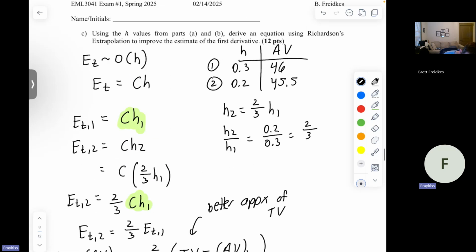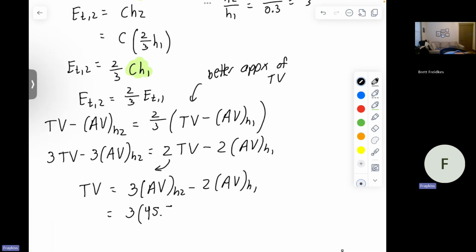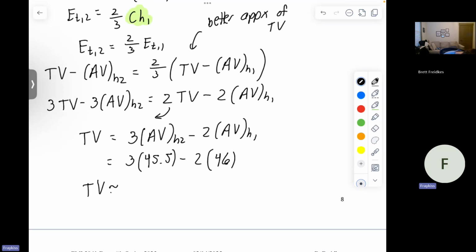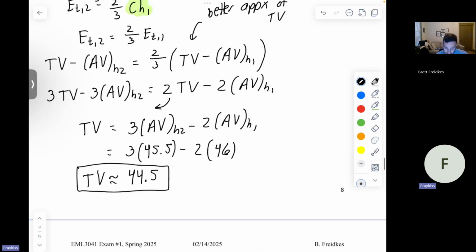This will be the same as 3 times the approximate value at H2, which was 45.5, minus 2 times the approximate value there. We get, again, this isn't exactly the true value, but this is an improved approximation. If I go through that math, we get 44.5. And that's one way of thinking about Richardson's extrapolation, this idea that if we know how the error changes between two iterations, in this case, I know that the error for the second one is 2/3 of the first because the h decreased by 2/3, we can go ahead and solve for what the true value is.